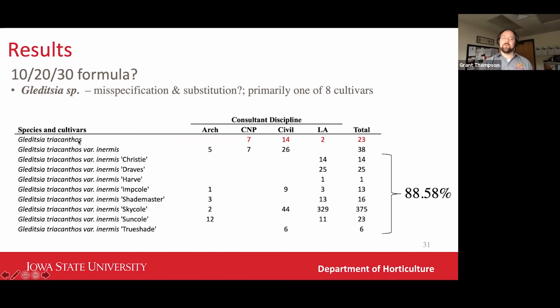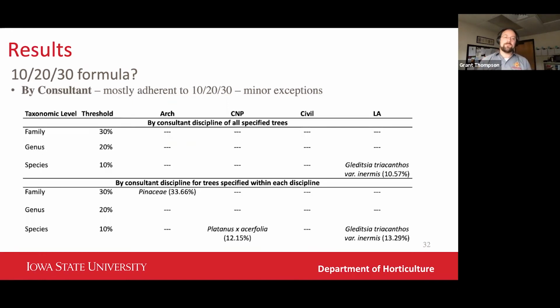I don't think anyone would really want a non-thornless honey locust in their landscapes. But if you look at who was maybe misspecifying those, it looked like a lot of those came from our civil engineers and maybe even some of our nursery professionals in LA. So again, not quite sure what's going on there. But if we look at the rest of these in general, almost 90% of the honey locusts were one of 8 cultivars. So again, this cultivar thing is creeping in. I'll talk about that in a minute.